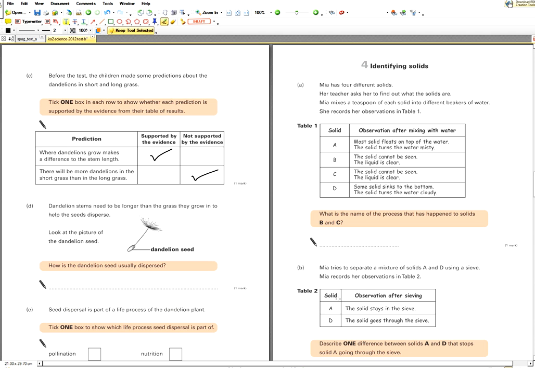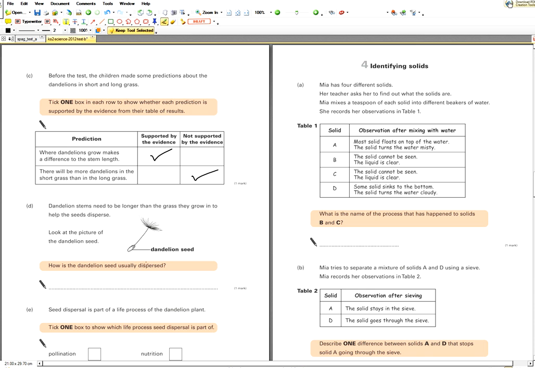Okay, let's move on. Dandelion stems need to be longer than the grass they grow in to help the seeds disperse. Look at the picture of the dandelion seed, and you have this kind of umbrella bit over here at the top. How is the dandelion seed usually dispersed? How does it get away from the plant?